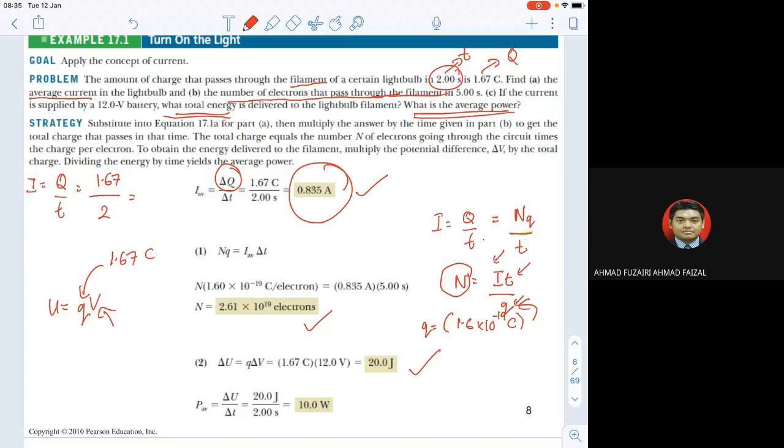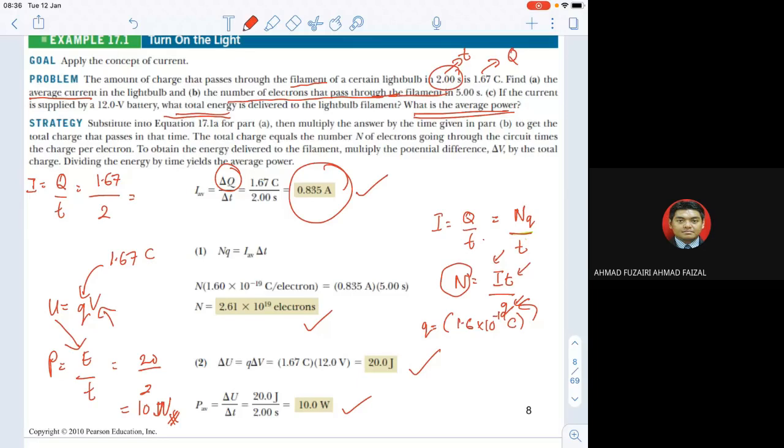What is the average power? Again, we can use energy over time, because power is basically energy over time. The energy is the potential energy we just found, so we get 20 divided by 2, which is equivalent to 10 watt. So that's how they get the answers for all the questions. This is a very good example, so you should highlight it.